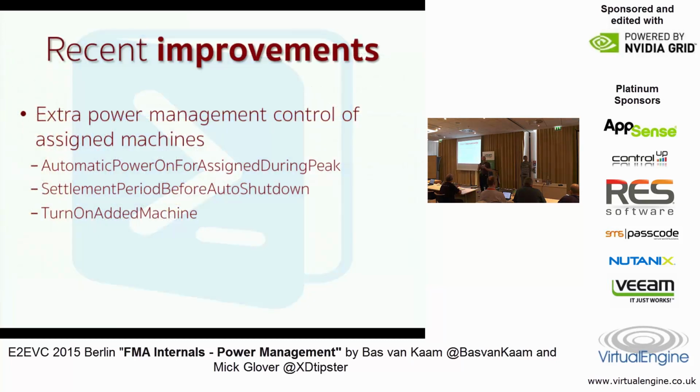There have been some recent improvements on the SDK side of things, and when I say recent, I really mean from XenDesktop 7 and above. Some of them are really aimed at assigned machines because we needed a little bit more control over assigned machines, which is pretty obvious. Automatic power on for assigned during peak was introduced in XenDesktop 7. Turn on added machine was introduced in XenDesktop 7. And the settlement period before auto shutdown has only just been introduced in 7.6.